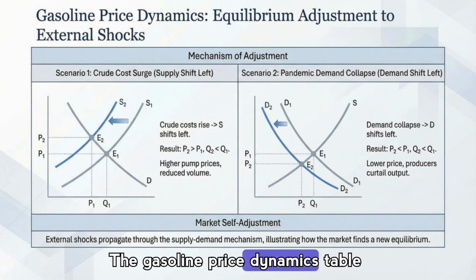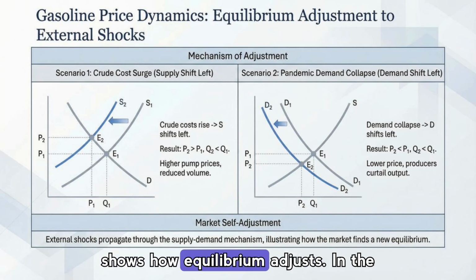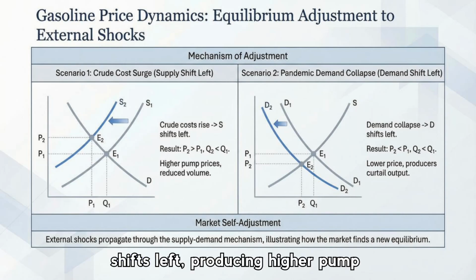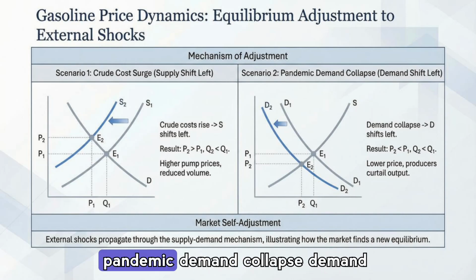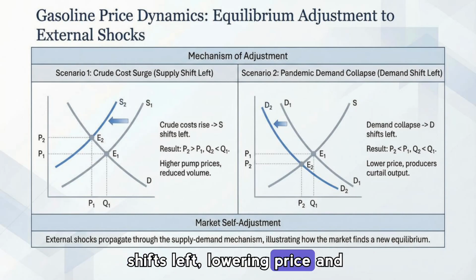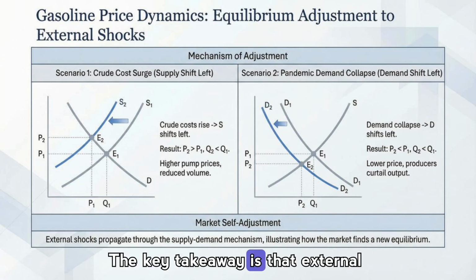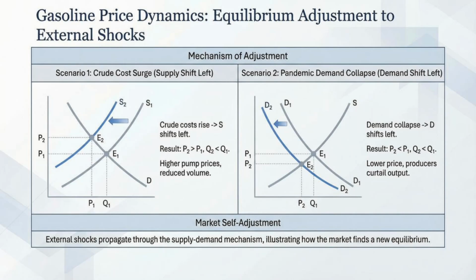The gasoline price dynamics table contrasts two real-world shocks and shows how equilibrium adjusts. In the crude cost surge scenario, supply shifts left, producing higher pump prices and lower volume, while in a pandemic, demand shifts left, lowering price and prompting producers to cut output. The key takeaway is that external shocks propagate through supply and demand to create new equilibria.